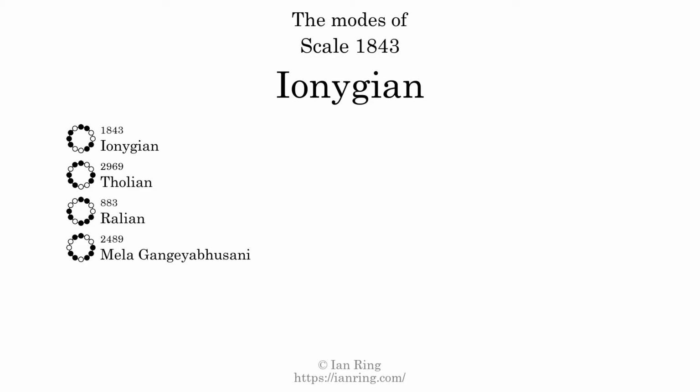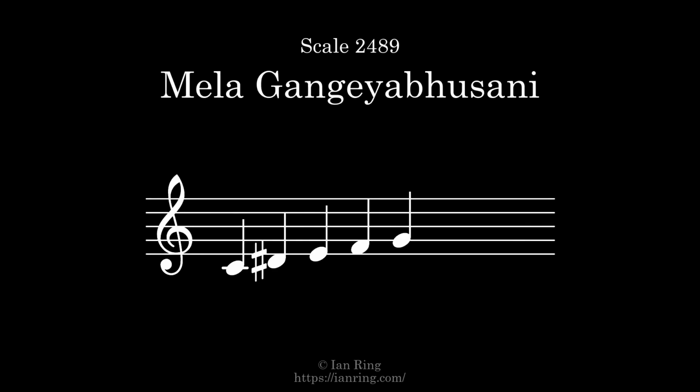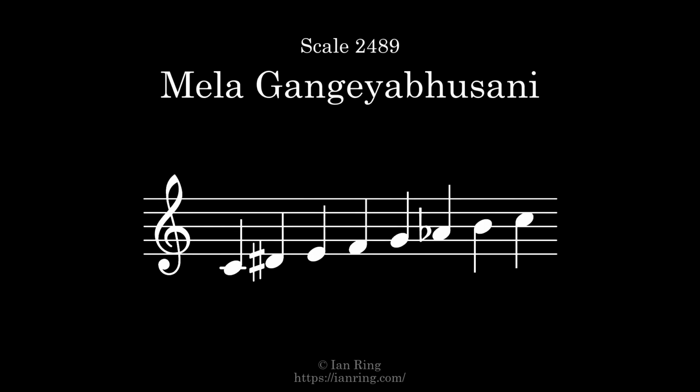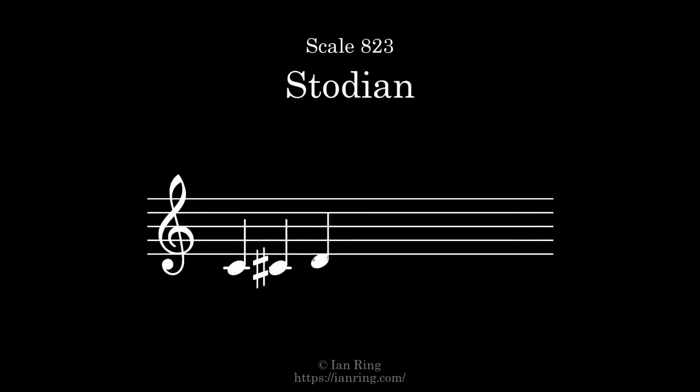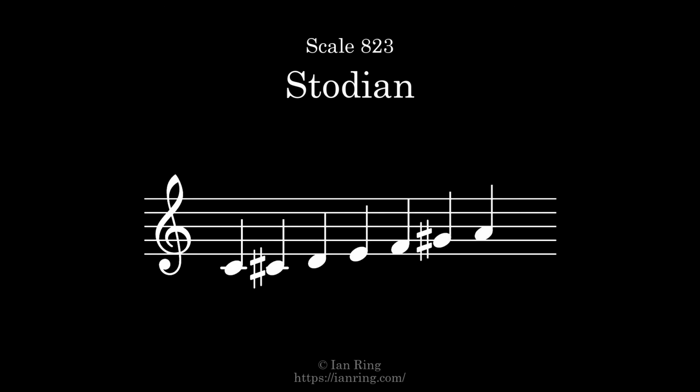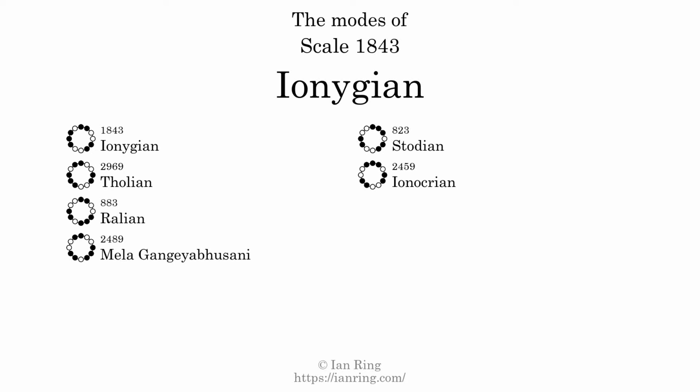The fourth mode is scale 2489, also known as Ionygian. It sounds like this. The fifth mode is scale 823, also known as Stodian. It sounds like this. The sixth mode is scale 2459. Also known as Ionygian. It sounds like this.